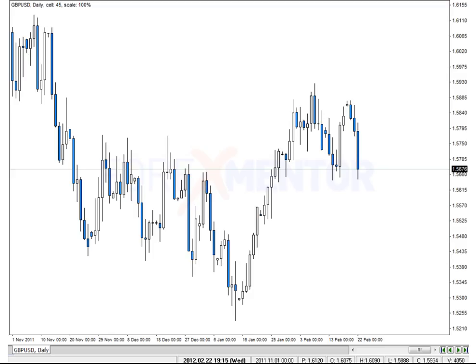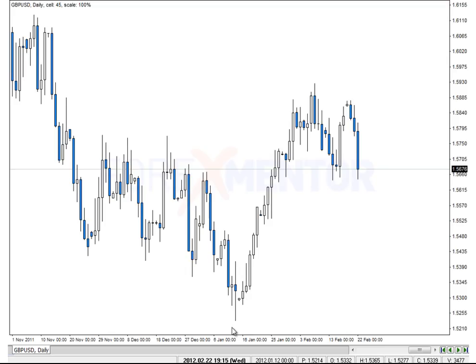Hi traders, it's Andrew, and I just want to show you another example of using patterns within patterns to find high probability trading opportunities. We're currently looking at a daily chart, and what we want to do is identify higher time frame key levels of support and resistance.